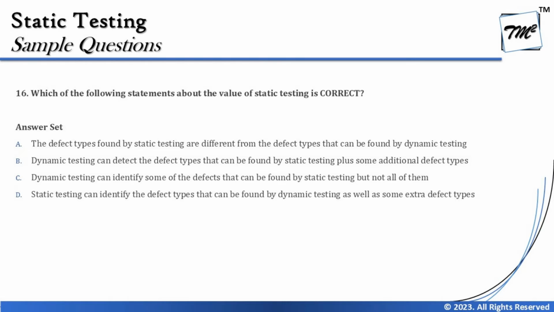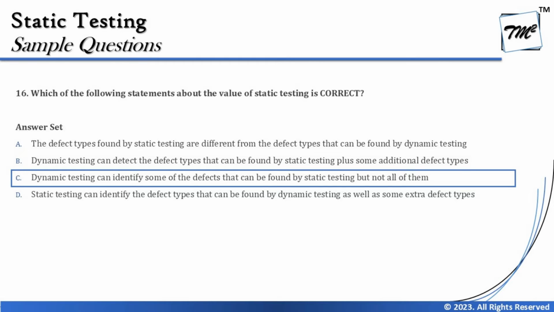So it's not that they are the same. Of course they are different. So it's very contradicting to decide between options A and C. C is also pretty much right, that dynamic testing can identify some of the defects that can be found by static testing, and that makes a lot of sense. But there are also defect types that can only be detected by dynamic testing, such as performance issues or memory issues that can only be observed when executing the code.